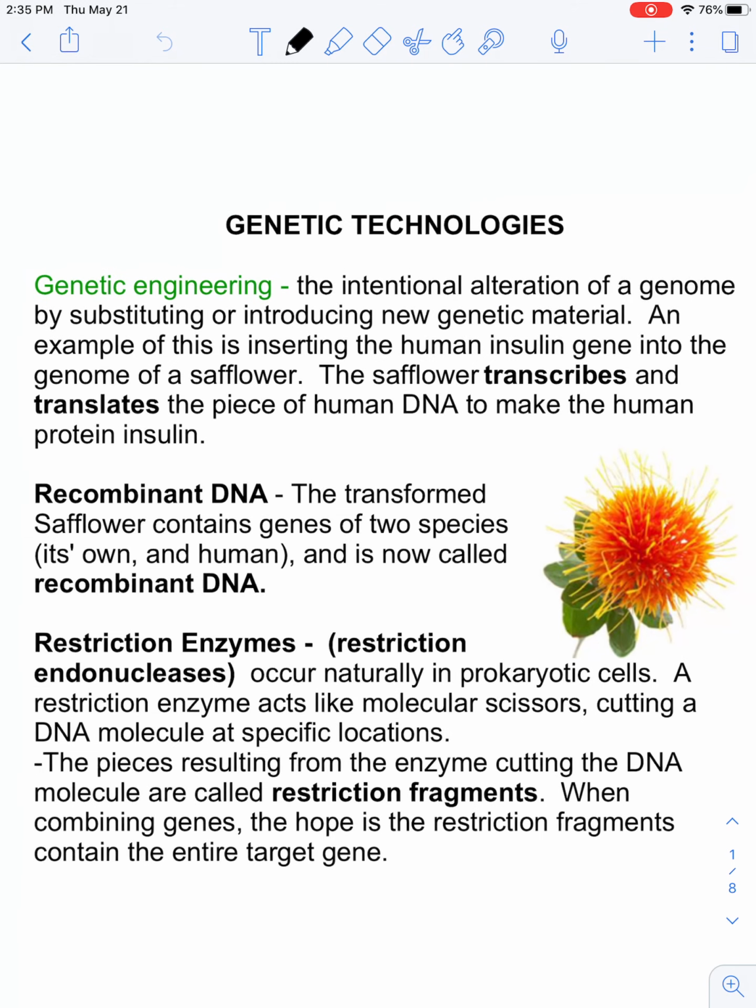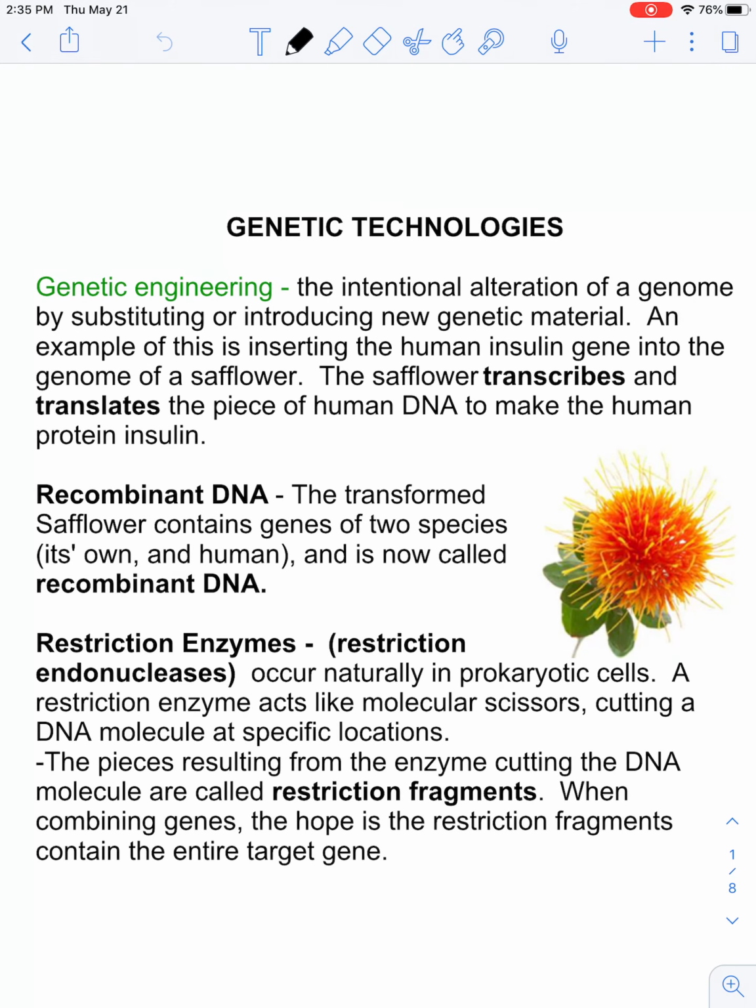First, you need a definition of what genetic engineering is. So that is the intentional alteration of a genome by substituting or introducing new genetic material. So literally, you're just taking the genes from one organism and putting them into the genome of another organism, which is something we've been doing for a while. An example of this is inserting the human insulin gene into the genome of a safflower. The safflower transcribes and translates the piece of human DNA to make the human protein insulin.